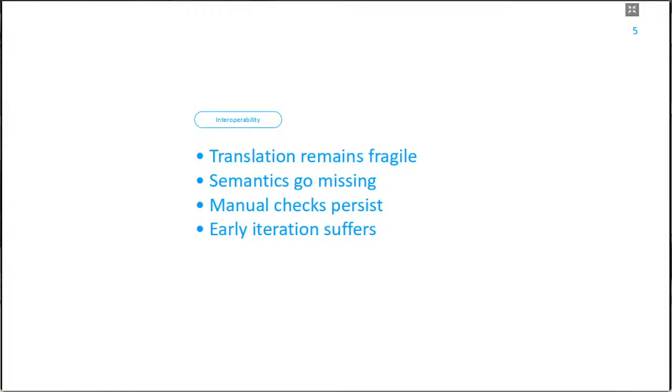And then this leads to problems with early iteration. So in architectural pipelines, the earlier in a stage we make changes, the greater impacts we can have to reduce carbon emissions.